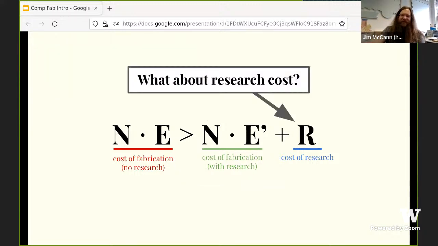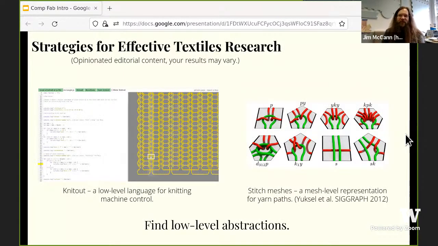And I guess, since I have a few minutes left, let's talk a little bit about this research cost. Now, I don't propose to save you all of your research costs, but here are a few things I've observed that I think can help as you go out to do textiles research. So here are some strategies for effective textiles research, and this is, of course, opinionated editorial content. Your results may vary. So the first thing I think is really important is to find good low-level abstractions.